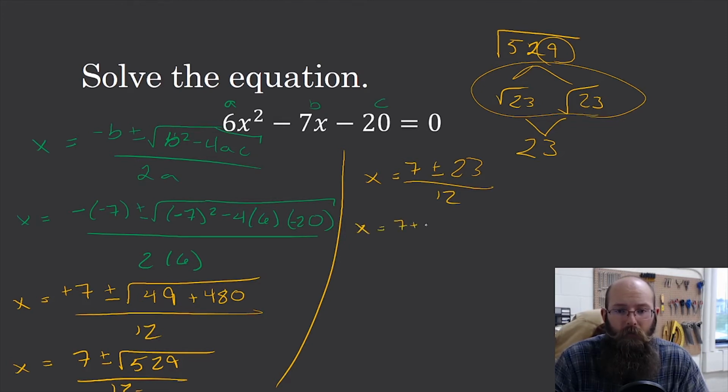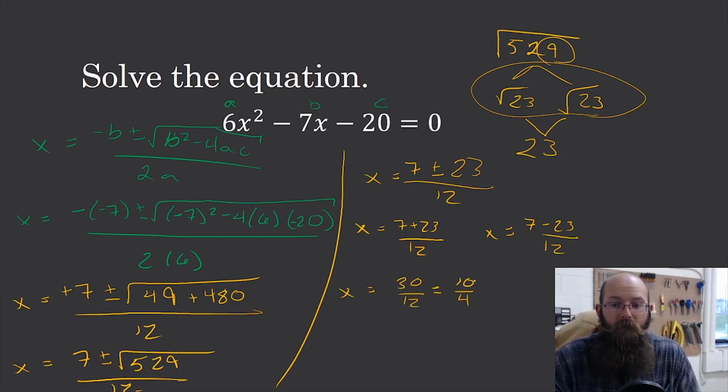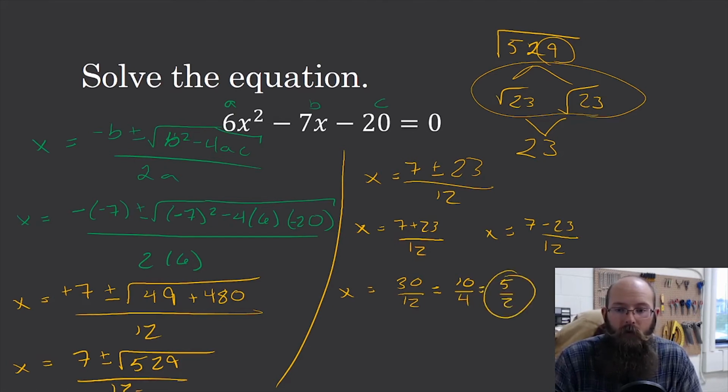x equals 7 plus 23 over 12, and x equals 7 minus 23 over 12. And then I can simplify this a little bit. They each have a 3 in them, so that simplifies to a 10 over 4. Oh, so they actually each had a 6 in them. So I'm going to divide it by 2 again, and I'm going to get 5 over 2. So 5 halves on that one.